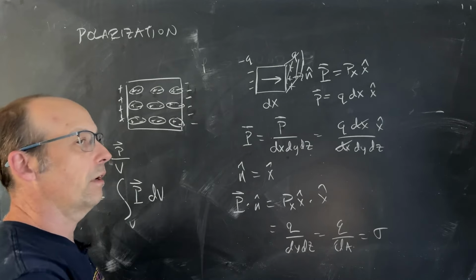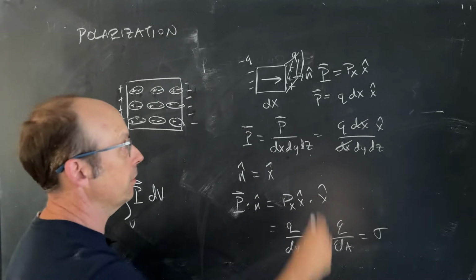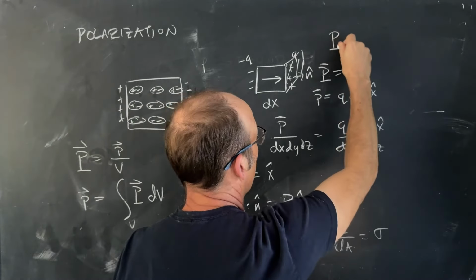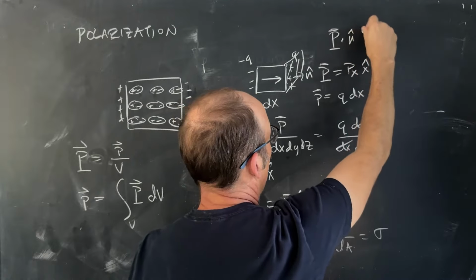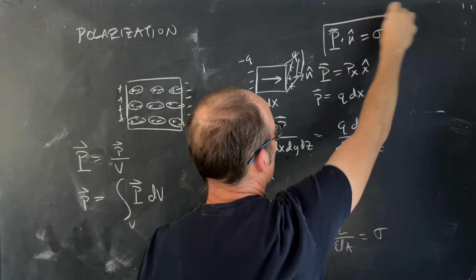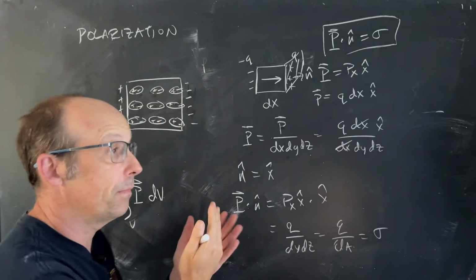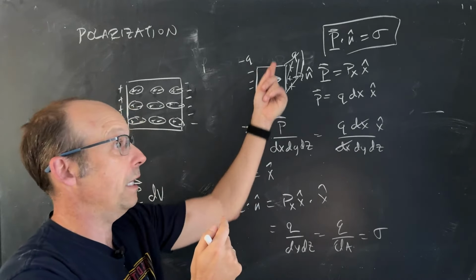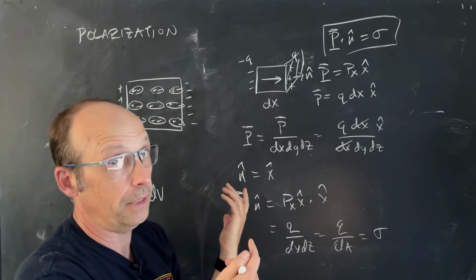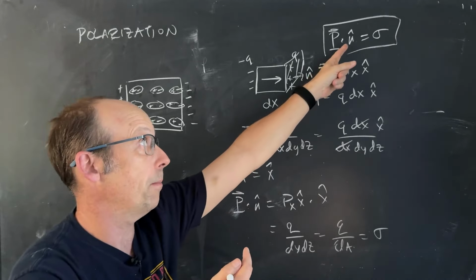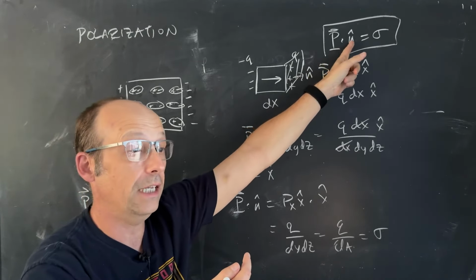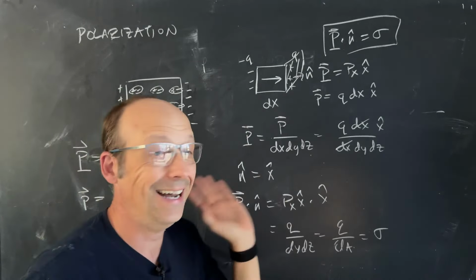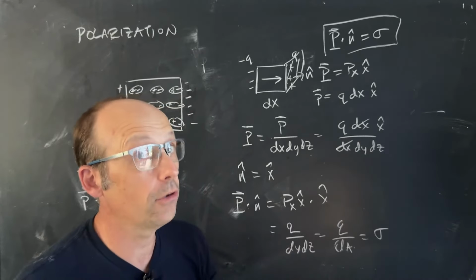I know that's not the best derivation, but we do get this: the polarization vector dot n hat is equal to the surface charge density, where n hat is the unit vector perpendicular to the surface. I could do the same thing in the y and the z direction and get the same thing. It doesn't really matter; what matters is that this is the n hat for the surface. Not the best derivation, but now I'm going to do something better.